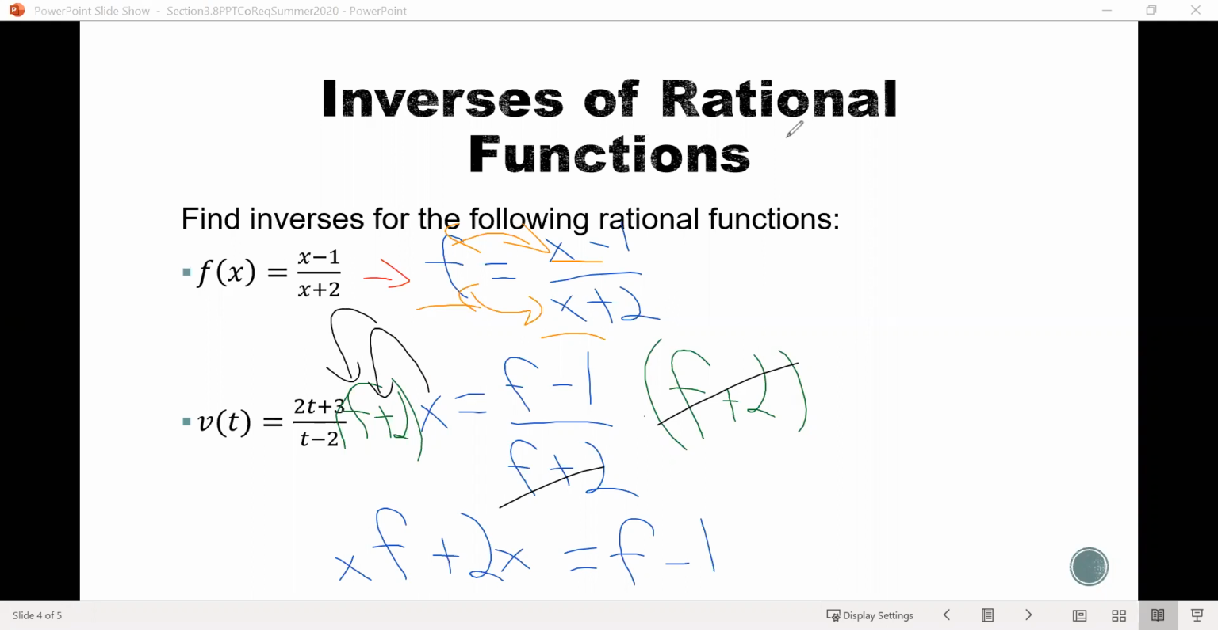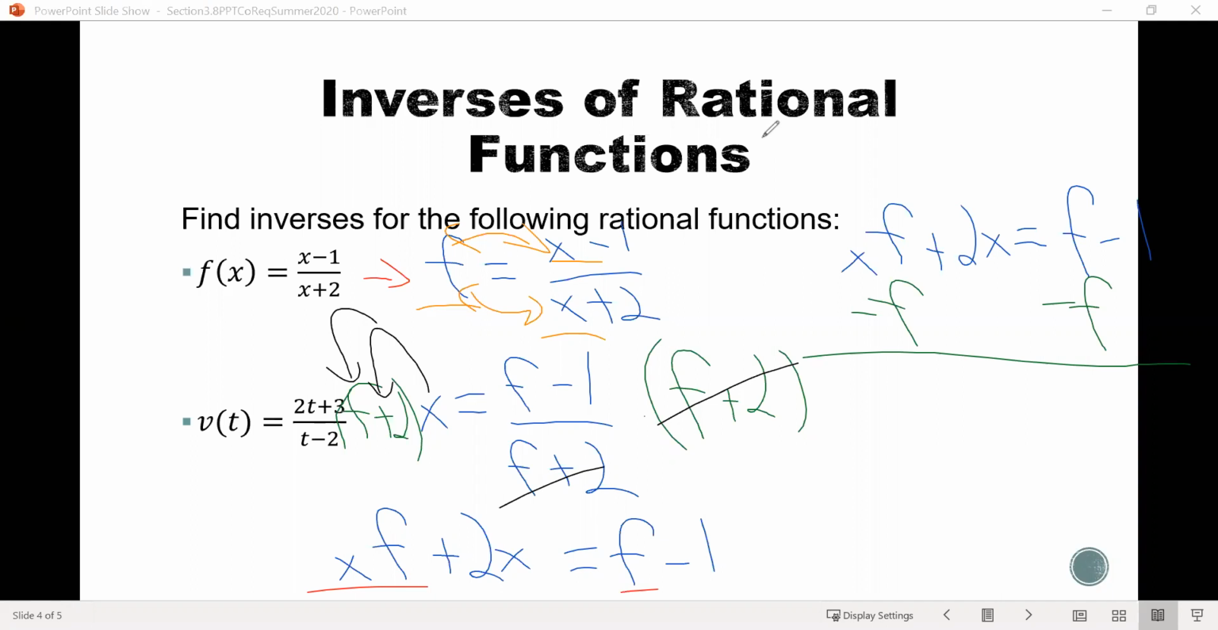And then because we're trying to isolate the f's, we have f's on both sides of the equation. What we want to do is get everything with an f on the same side. So to do that, what we will do is take the f from the right-hand side and subtract it on the left-hand side. And notice when we do that, we cannot combine the xf and the f because they're not like terms, so it'll just be xf minus f plus 2x equals negative 1.